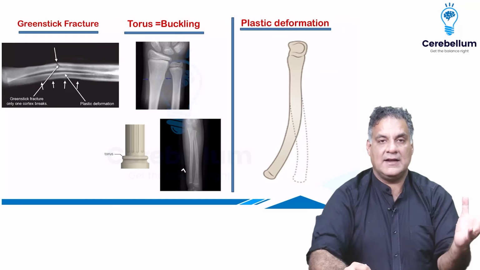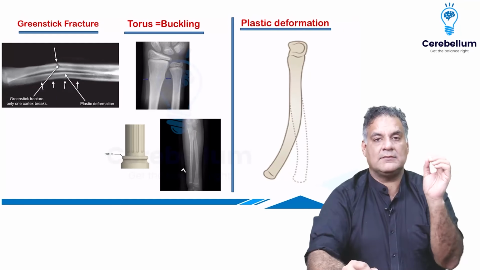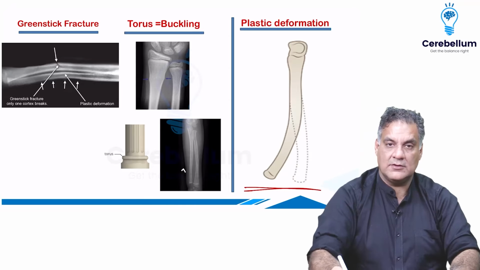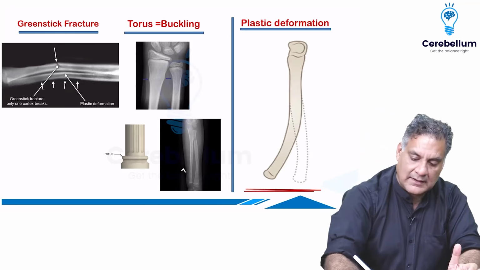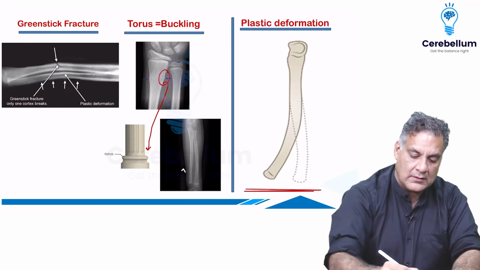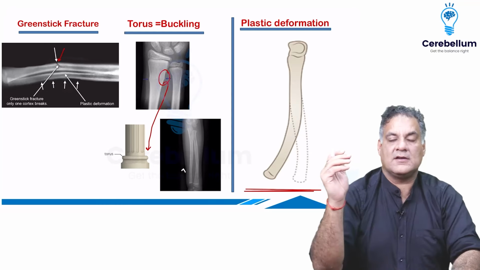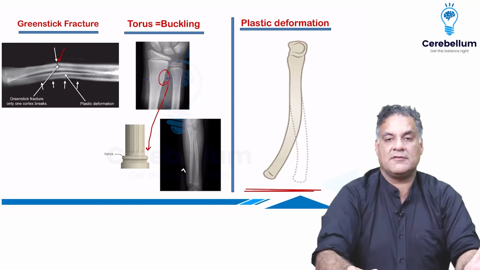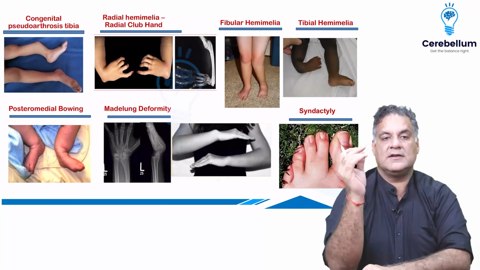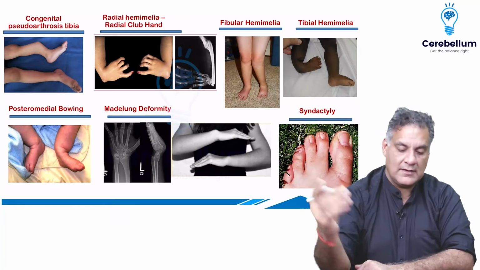All right. In a childhood injury, you can have 3 types of injury in a bone: a deformation with no fracture, just the buckling of the cortex like the buckle at the base of a Roman pillar, called a torus, or fracture of one of the cortices with a bending of the other, called a greenstick fracture, right? There are certain deformities that one should be aware of.